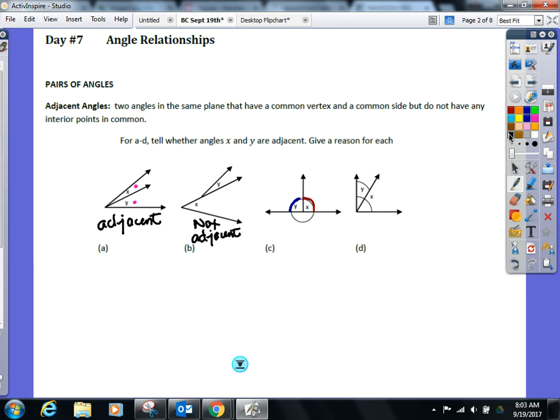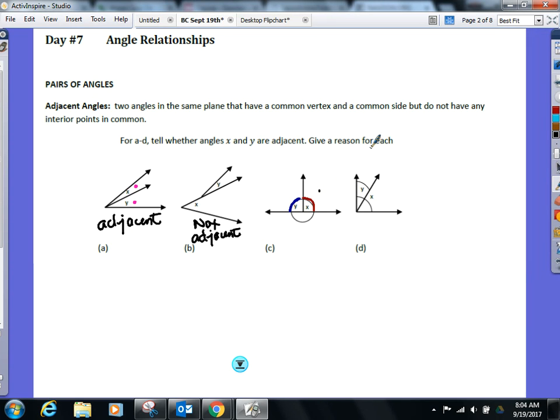Adjacent. They share a common side right here. They share a common vertex right here. Ready? Is that point also in y? Nope. So it's adjacent.